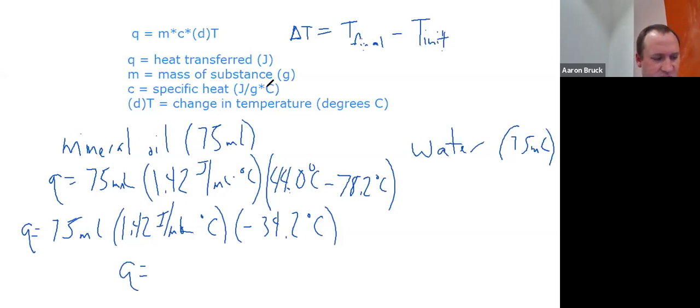Times 75 milliliters times 1.42 joules per milliliter degrees Celsius. We get a grand total, to two significant figures, of negative 3,600 joules. So the negative value here indicates that we have lost energy, which makes sense because the mineral oil went from a hot temperature to a cooler temperature. And so, yes, we did lose energy in that process.